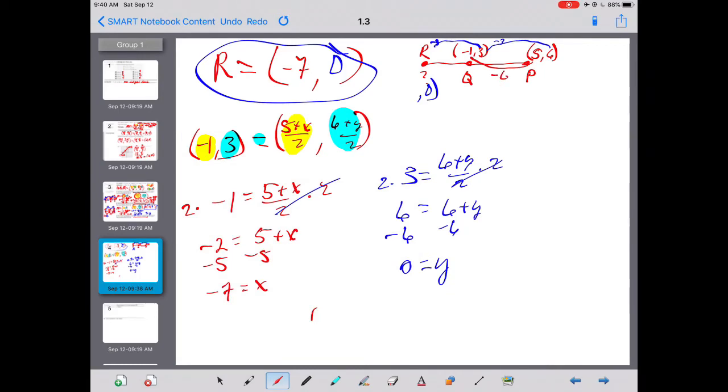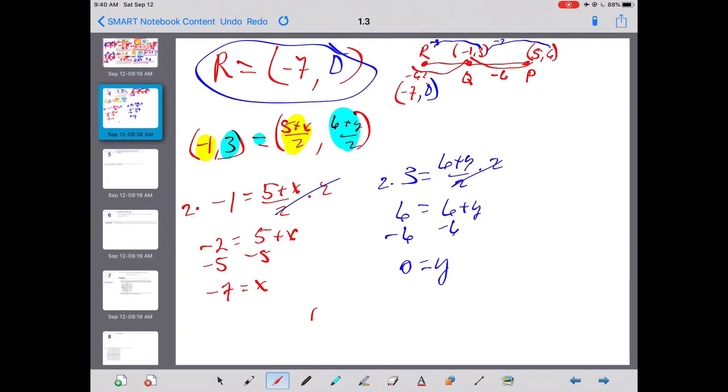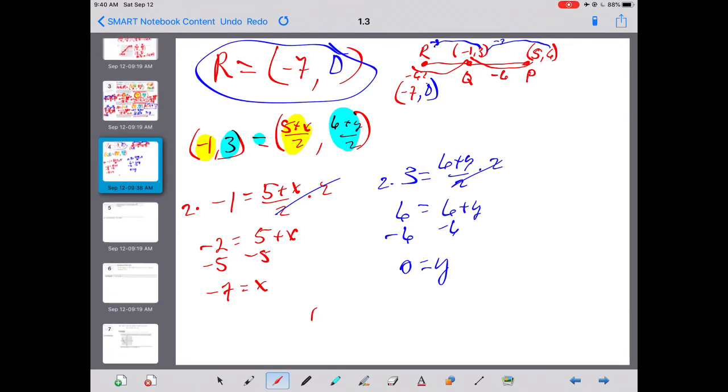5 to negative 1, we took away 5, we took away 6. If we take away 6 more from negative 1, we get negative 7. Works out nice. Okay. And that is midpoint. It's the thing in the middle.